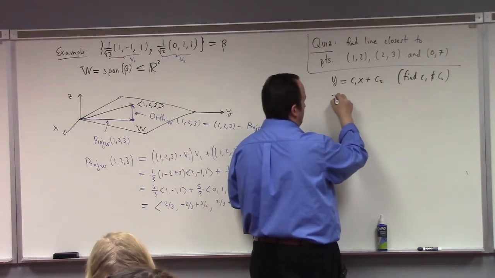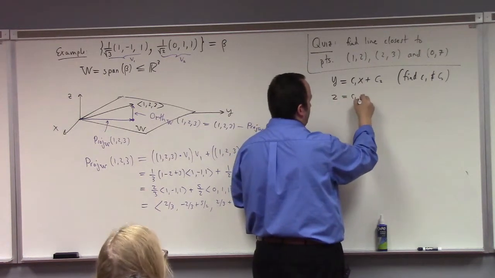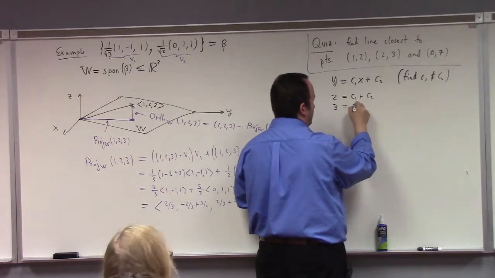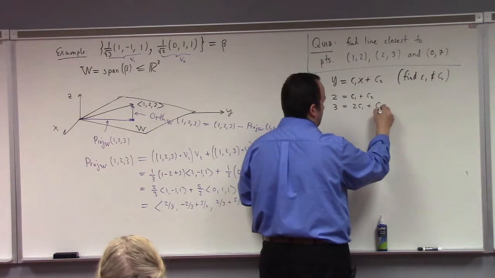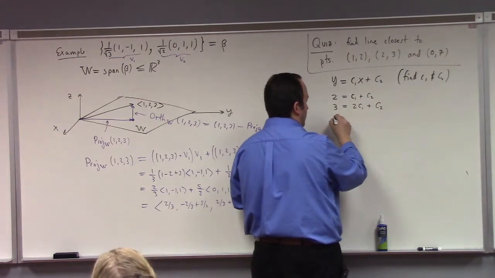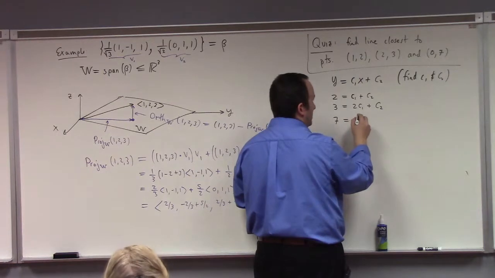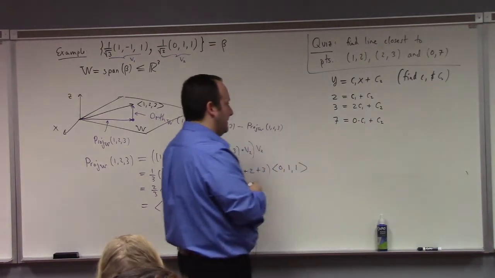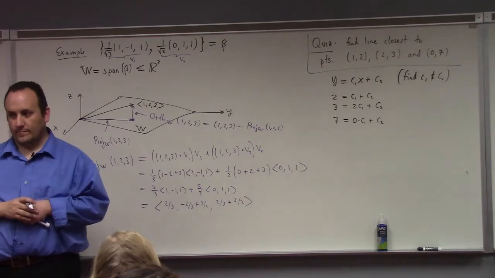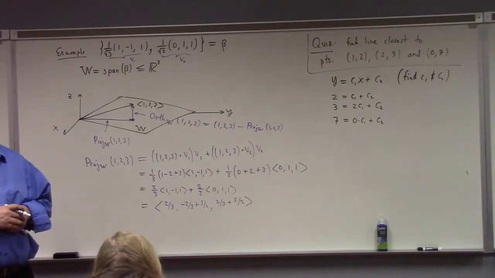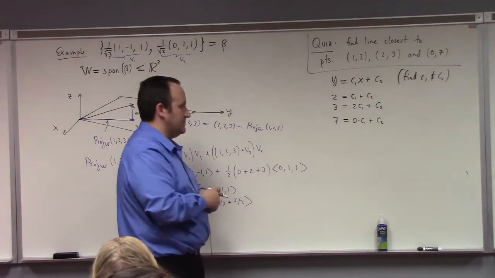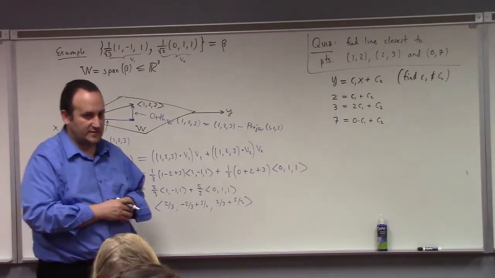It gives us 2 equals c1 plus c2. We get 3 equals 2c1 plus c2. We get 7 equals 0 times c1 plus c2. Is it bad just to say 7 equals c2? Oh, no, it's fine, but there's no solution here. This is an inconsistent problem.